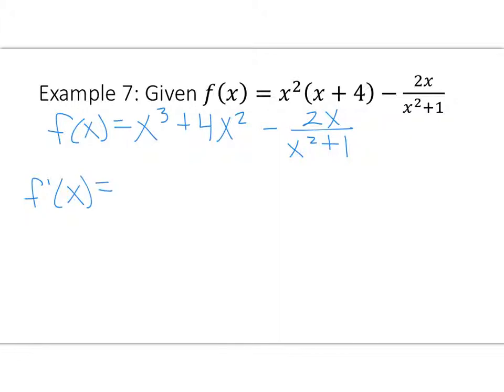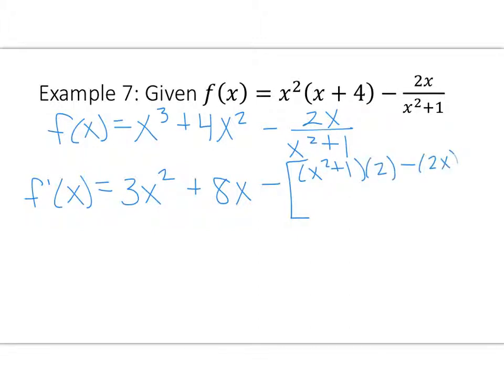Derivative of x to the third is 3x squared. Derivative of 4x squared is 8x to the first. 2 times 4 is 8. 2 minus 1 is 1. Minus, and here I have to be very careful because now I'm going to use the quotient rule. So it's low, x squared plus 1, d high, which is 2, minus high, 2x, d low, which is 2x, all over low, x squared plus 1 squared.